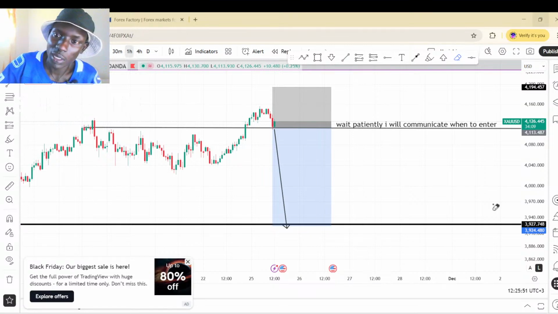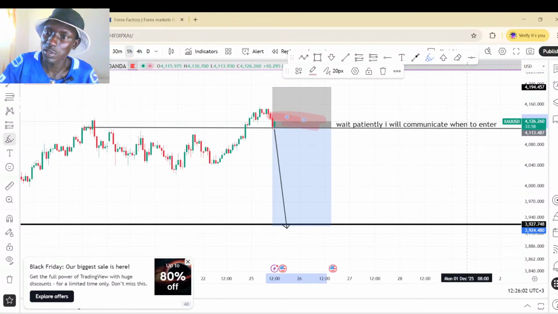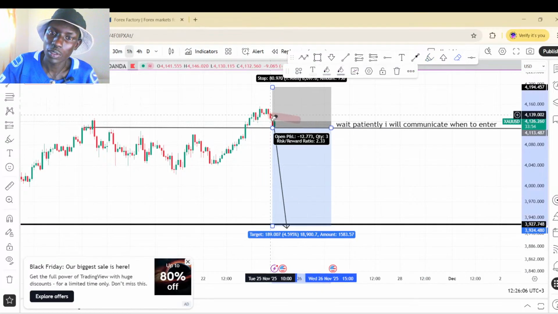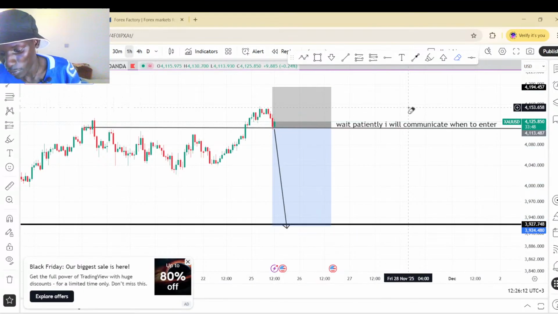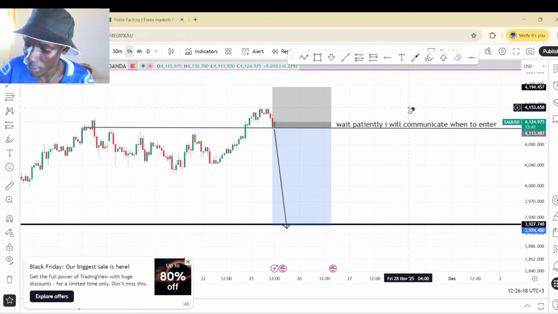Because if we enter now, do you know what is going to happen? We are going to be taken out from here and then it drops, which is bad. So that is why we shall wait for it to play out. You have to be patient.